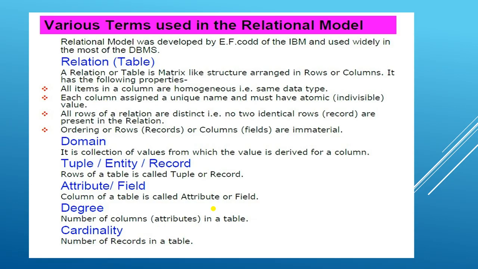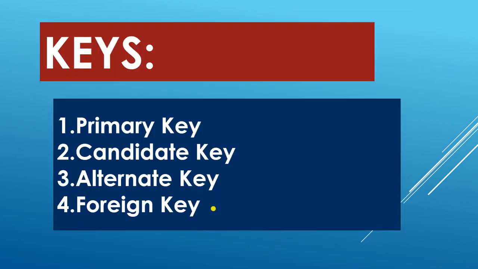So this is a relation. Relation means the data is arranged in the form of rows and columns that make a relation or a table. Next is domain, that is a collection of values from where the values of a column are derived. Now there is a tuple, then attribute, degree and cardinality. Degree is the number of columns and cardinality is the number of records or number of tuples.